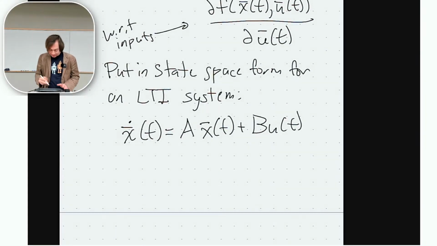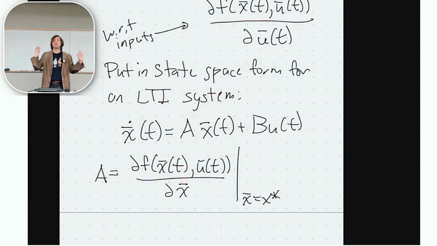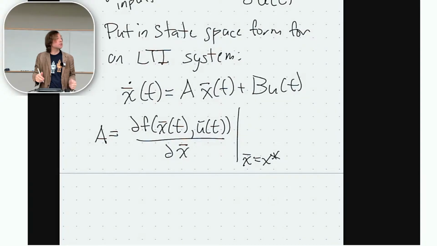So the way we would write that is we would say that A is equal to the partial derivative of f of x of t comma u of t. Those are your dynamics. Partial x of t, that's your state, and you evaluate it at x equal to x star. You just plug in x star. That's just the formula for how you get the A matrix.